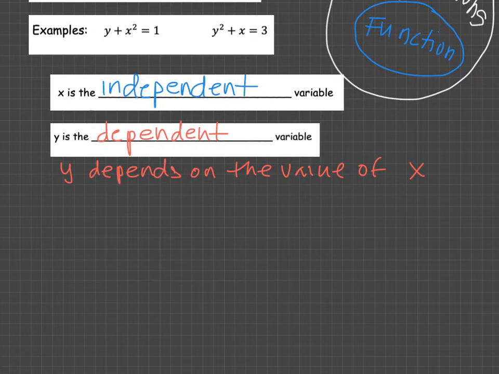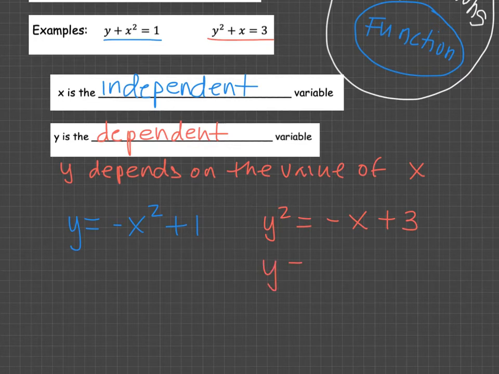All right, so let's write each of our equations as y equals. For the first one, we need to subtract x squared from both sides, so we get y equals negative x squared plus 1. For the other one, we subtract x, so we get y squared equals negative x plus 3. Then we take the square root of both sides, and we need to remember to put plus or minus out in front.